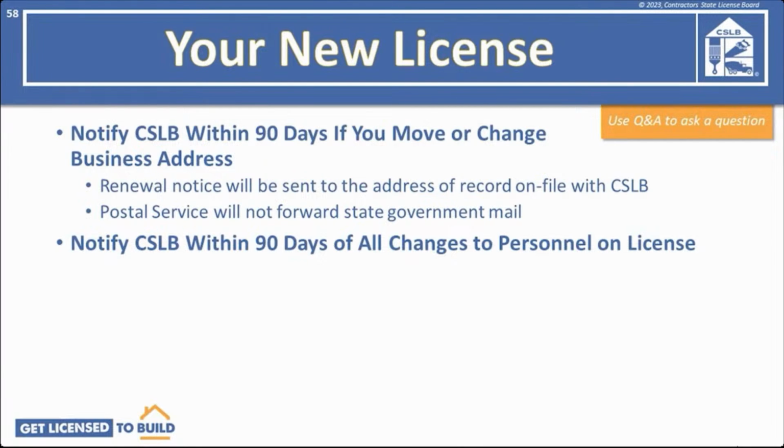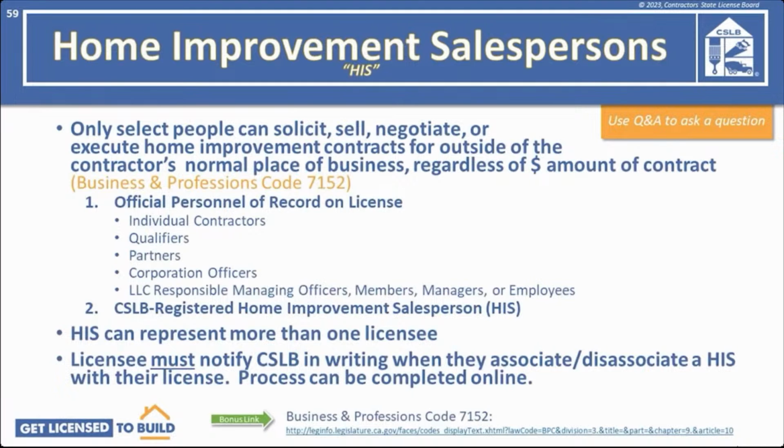Notify CSLB within 90 days of all changes to personnel on your license, especially when it involves the qualifier of the license. Once you get your license and get to work, you might want to hire someone as a salesperson to solicit, sell, and negotiate home improvement contracts on your behalf outside of your place of business. These people are called home improvement salespersons, or HIS.